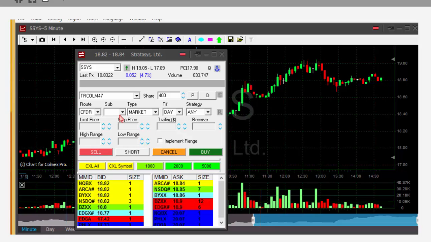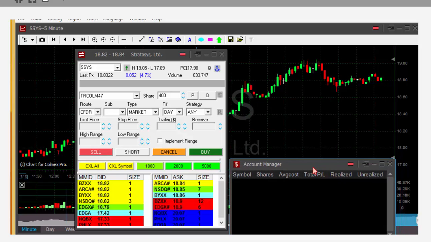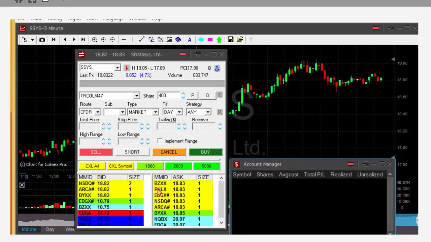So right now, my standard order is market. If the stock is kind of quiet, as you can see it right now, there's no reason for me to get in with a market order. Let me show you how it looks on the account manager. Here's the account manager. At this time, I have plenty of time to pick a limit order and not a market order.